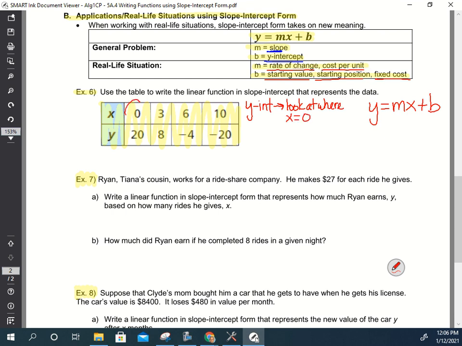So when x is equal to 0, what's y equal to? What's underneath it? 20. So when x equals 0, y is equal to 20. So that means your y-intercept is 20. So one part of it's finished.